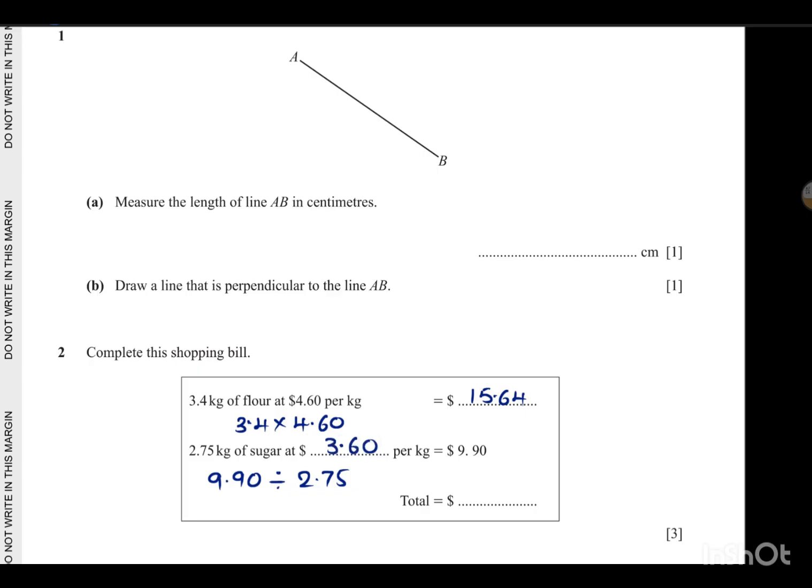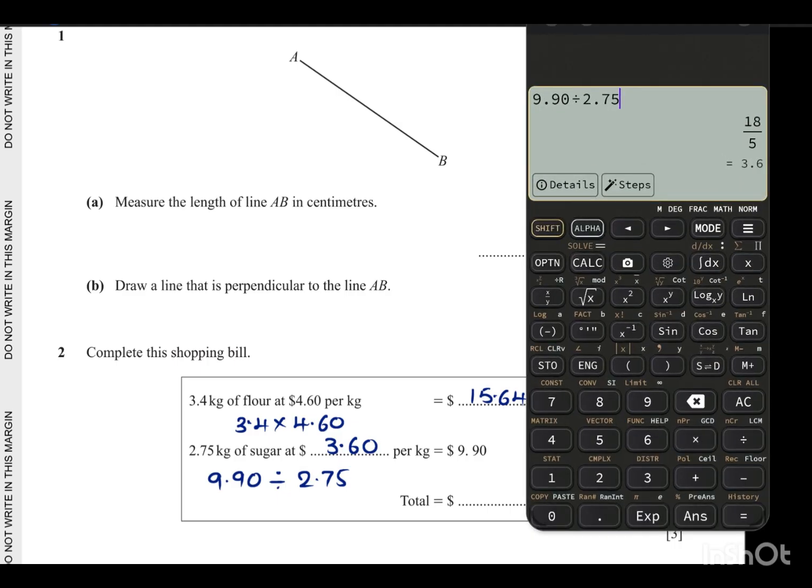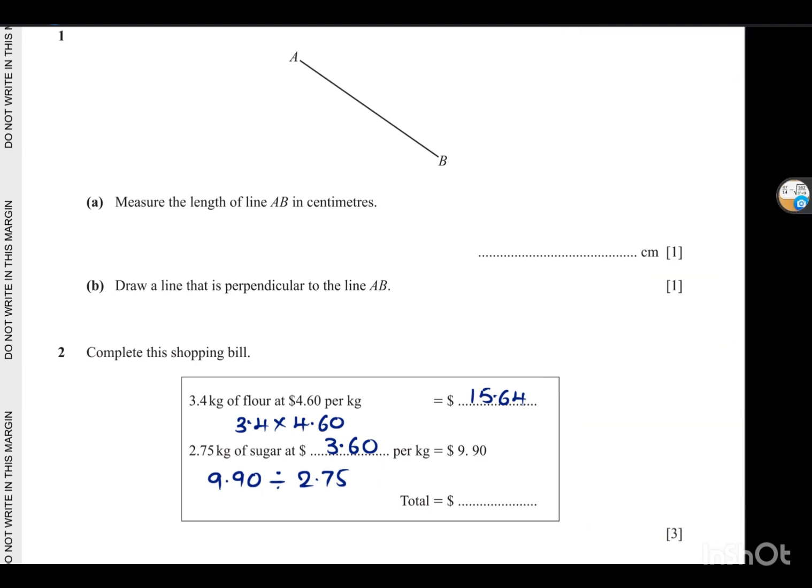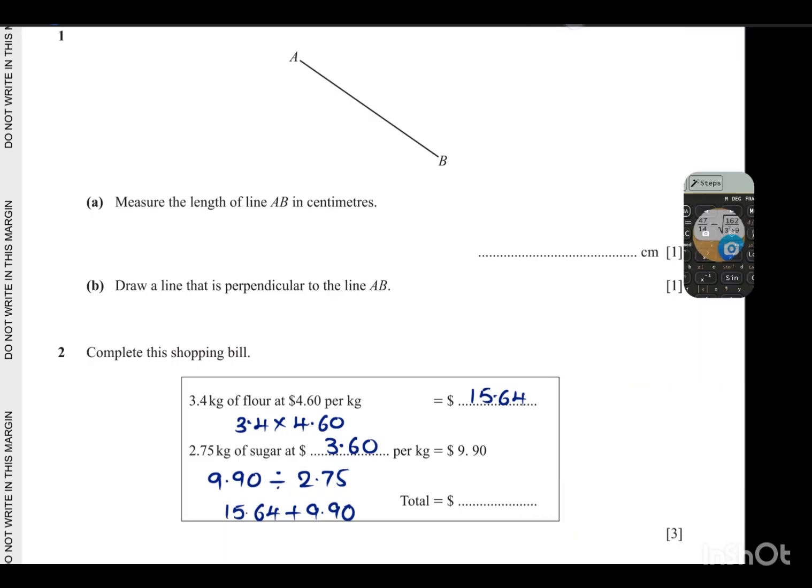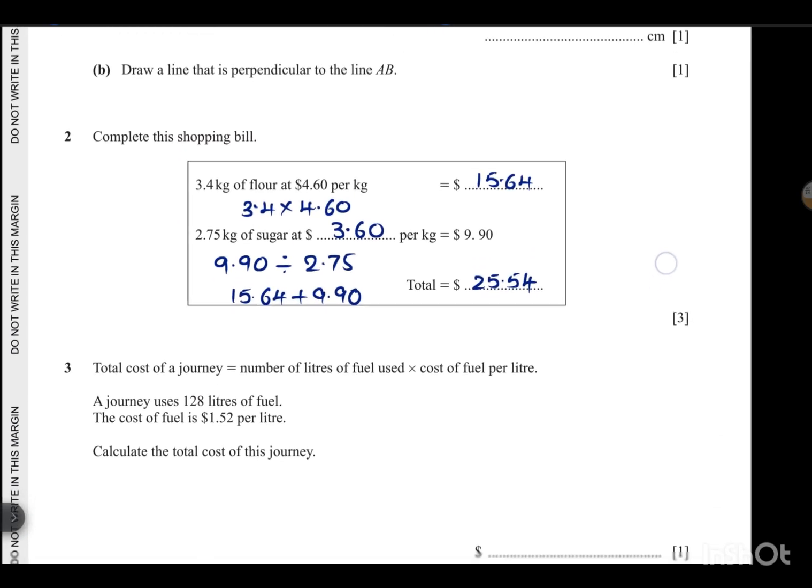Now they are asking for the total of the bill. So add these two amounts, 15.64 plus 9.90 will be 25.54. You can write here 15.64 plus 9.90 will be 25.54. Question 2 is done. Question 3 now.